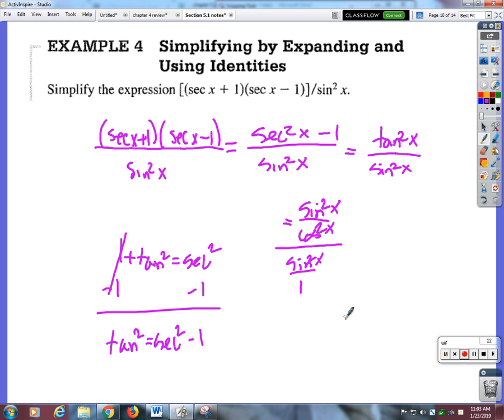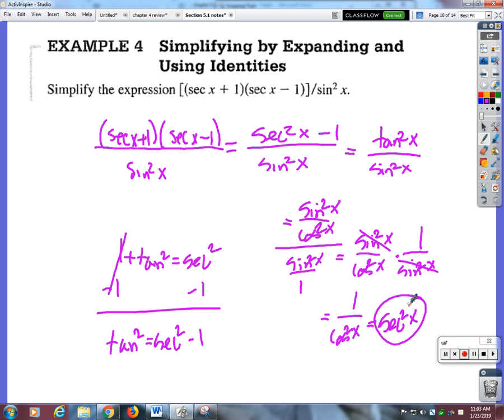Well, you know that tangent is sine over cosine, right? So that means tangent squared is sine squared over cosine squared. Okay? Okay, what do I do when I'm dividing two fractions? Multiply by the reciprocal. So now I'm going to go sine squared of x over cosine squared of x times 1 over sine squared of x. The sine squareds cancel. So that leaves me 1 over cosine squared of x. But 1 over cosine is the same as secant. So 1 over cosine squared is secant squared.